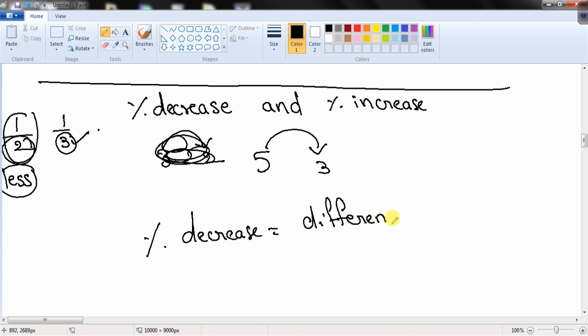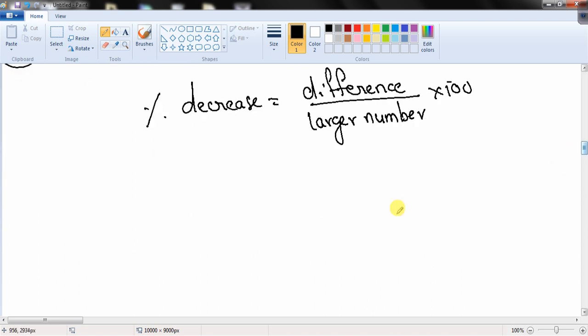Just remember it like this so that you'll never forget and you'll not have any confusion. Difference upon larger number into 100 will give you the percentage decrease. So the percentage decrease is 5 minus 3, 2 upon 5 into 100. 1 upon 5 is 20%, so 2 upon 5 is 40%.